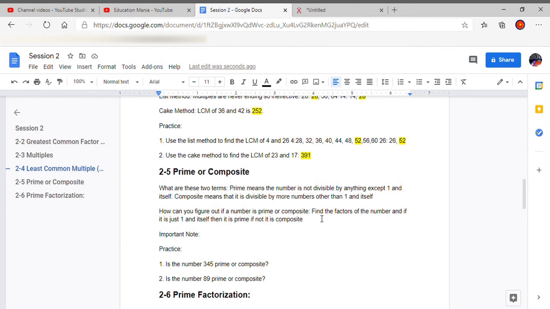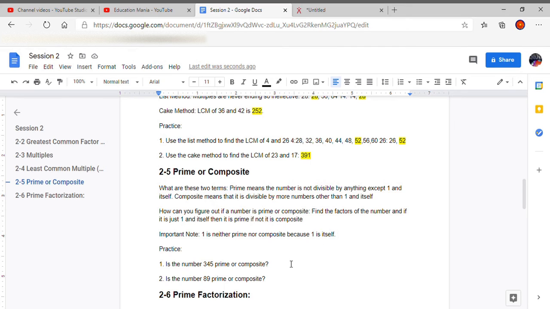So, important note, 1 is neither prime nor composite because 1 is itself. Like, remember how we said for it to be prime, it has to be divisible by 1 and itself, but 1 is itself and 1. So that means it's not prime, but it can't be composite because it's only divisible by 1, which is the same thing as itself. So 1 does not fit into any of these categories.